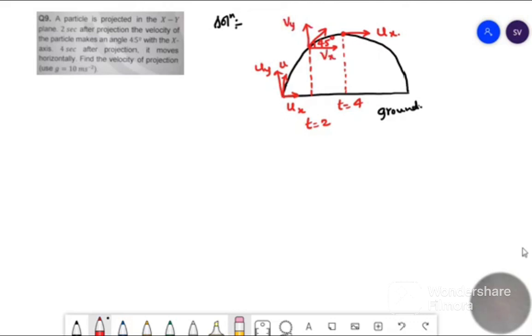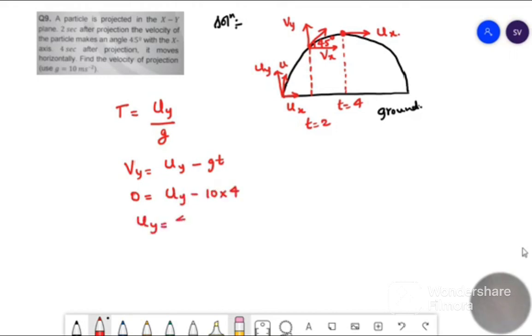Now we know that the particle reaches the maximum height, right? Then the time is given by, since it is gaining height because of vertical velocity, uy divided by g, right? How do we get this formula? We know that v equals uy minus gt, right? So your final upward velocity will be 0, and therefore we have uy minus g, which is 10, times t equals 4. So from here we get uy equals 40 meters per second, right?